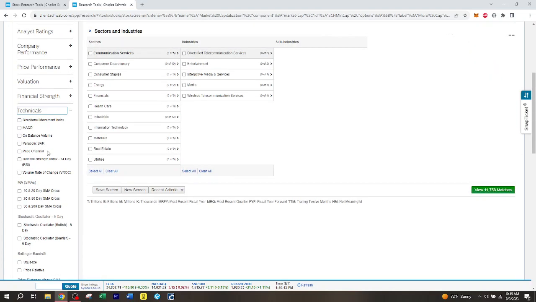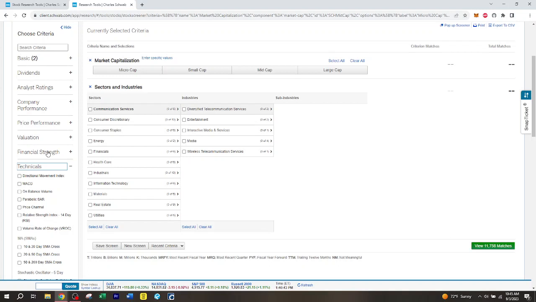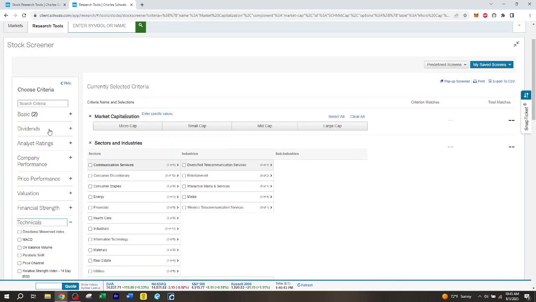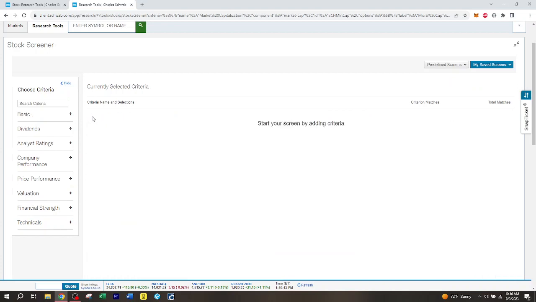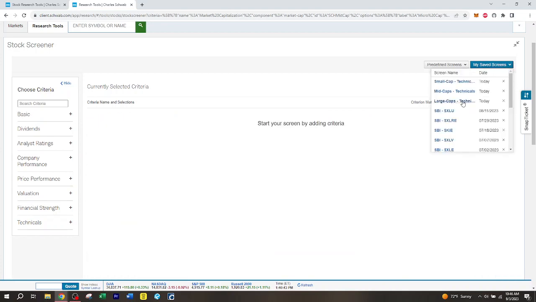Technicals is good, but I think you should start with your basic screens and then go look at your own charts to find out if the technicals are lining up with what you are looking at. So that's how you use the basic screening tools. And none of this really matters if you don't know what you're screening for. So I'm going to go through what I screen for.